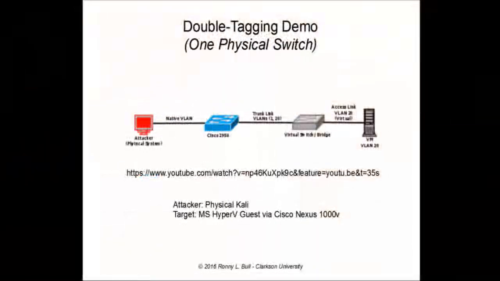Okay, so we have one more here. In this case, we decided, hey, if we could do it with two virtual switches, let's take it out. Let's go through one physical switch into another virtual switch and just see if that second virtual switch will successfully do that double tag. So we don't have three switches now, we're down to two. One's a physical, one's a virtual. In this case, the physical Kali system is the attacker, and we're going into a Microsoft Hyper-V guest on a Cisco Nexus 1000V. Has anybody ever tried to set up a Cisco Nexus 1000V? How fun is it, right? Oh yeah, okay. So let's take a look at this one.